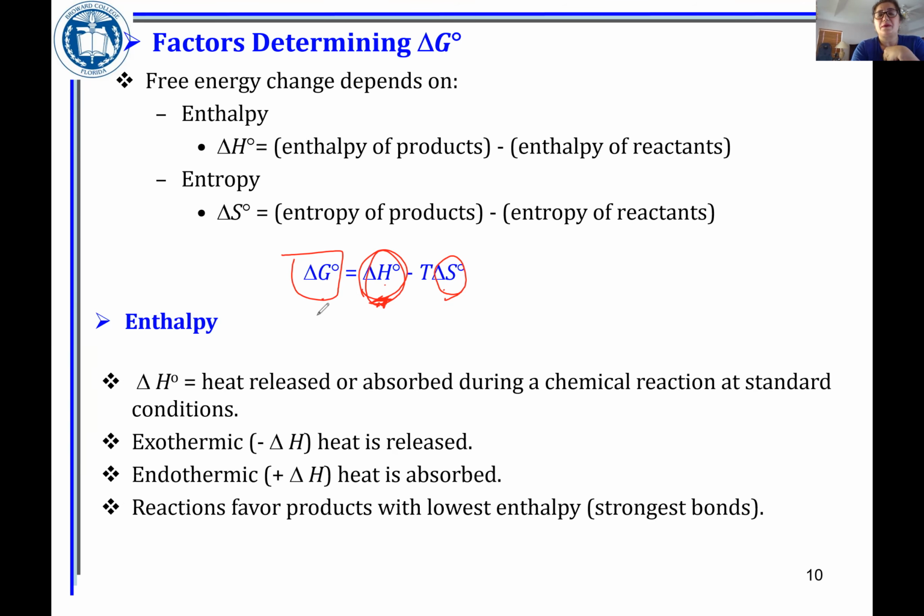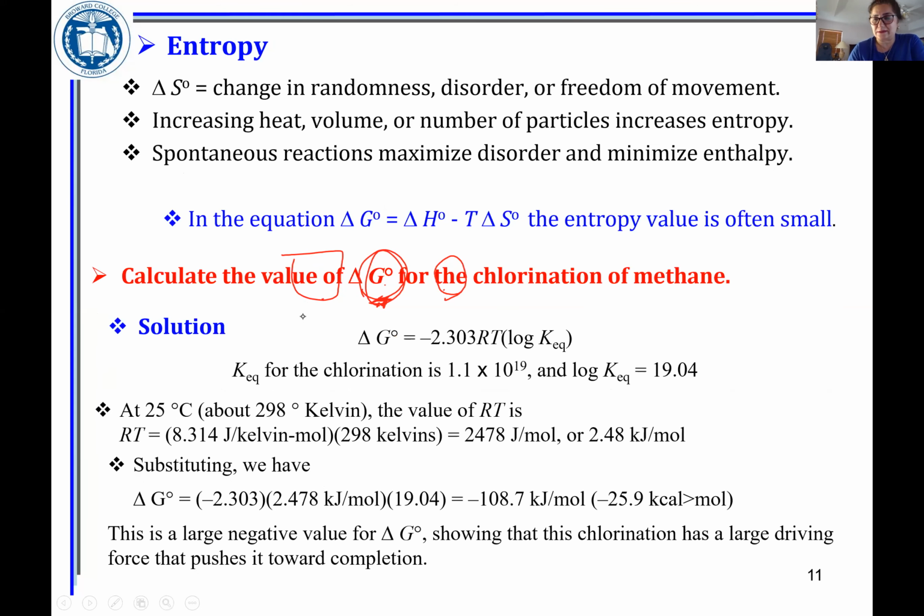If it's a negative sign, it means the reaction is spontaneous and it will happen on its own. And Professor? Yes. If delta G is 0, that means it's at equilibrium, correct? If delta G is 0, that means at equilibrium. Very good. Yes.